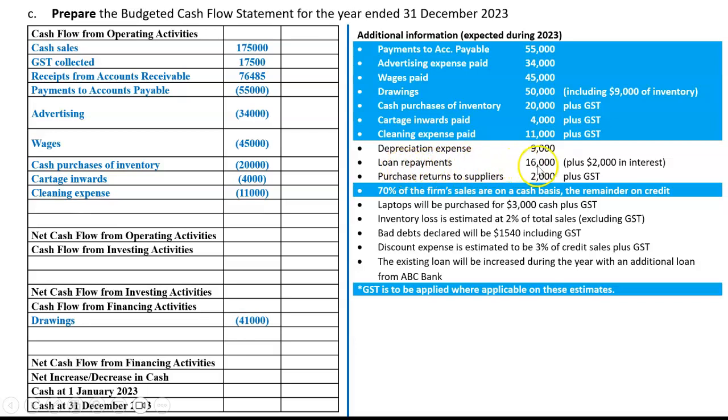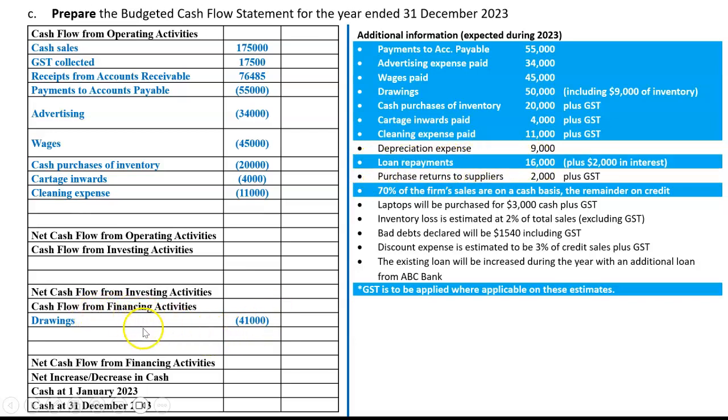It says the loan repayments are $16,000 plus $2,000 in interest. So there's really $18,000 here. What's important to realize is it's two separate things. $16,000 is for loan repayments. Now that is a financing activity. So I'm going to put that here. The $2,000 in interest though does not go in the financing section. It actually goes up here as an operating activity. So that can be quite difficult to understand.